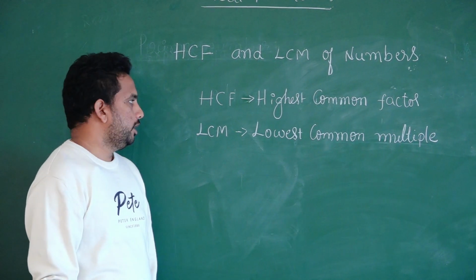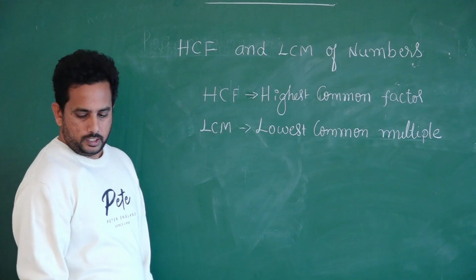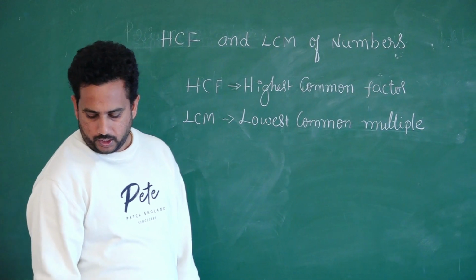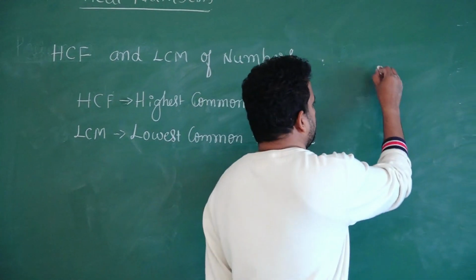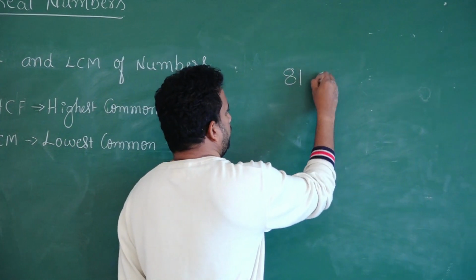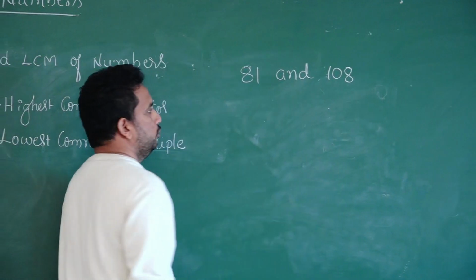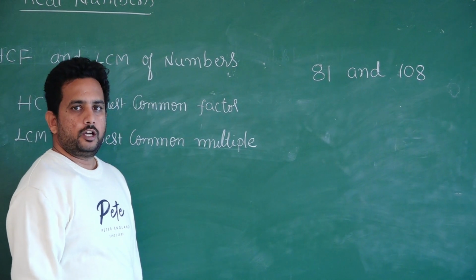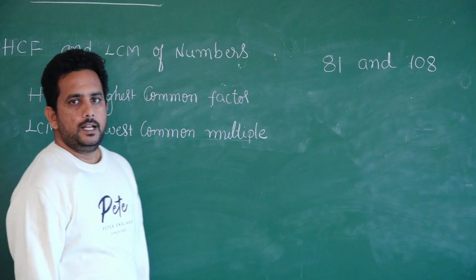So how do we find the HCF and LCM of two numbers? We take one example and find the HCF and LCM. For example, we take 81 and 108. These two are composite numbers, so we express them as a product of prime numbers. Then only can we easily find the HCF and LCM.